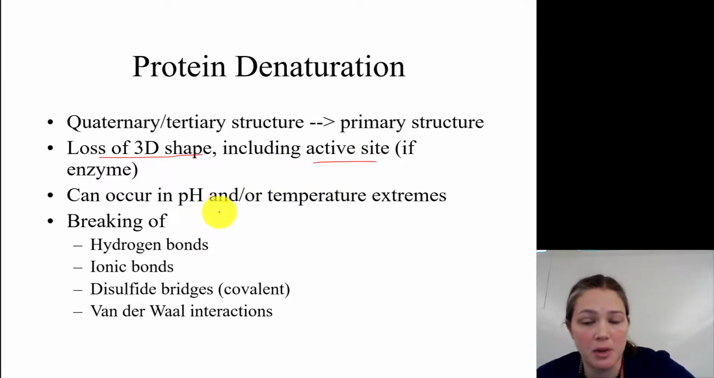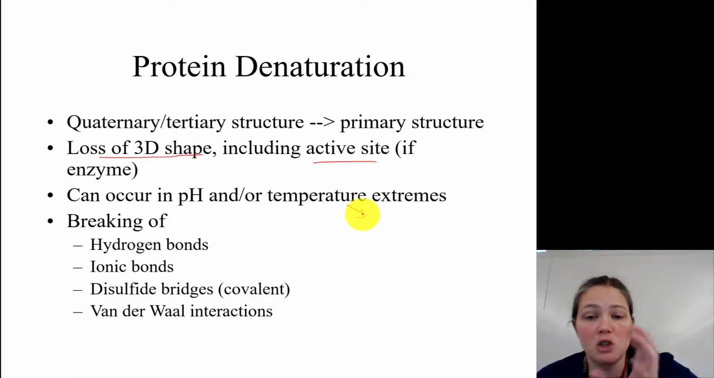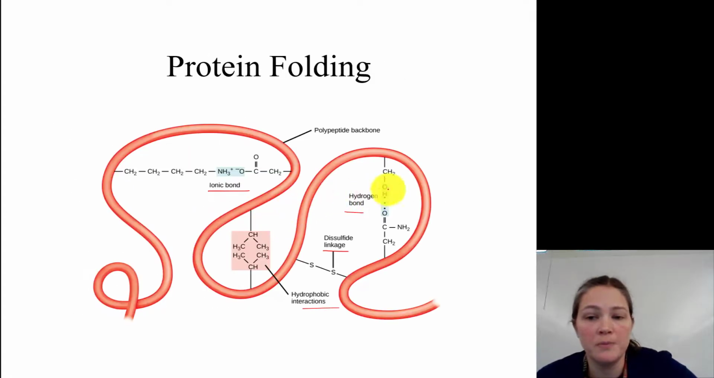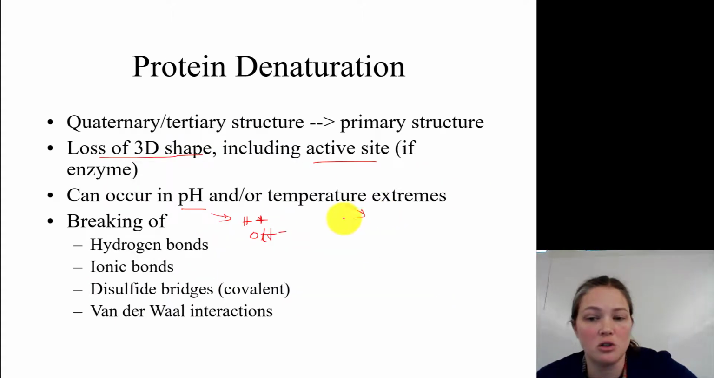This could occur because of pH, temperature extremes. Temperature extremes, basically the atoms are moving so quickly that they can't maintain those weak hydrogen bonds. pH, you're introducing hydrogen ions, OH ions, and those are going to potentially bond to these other ones. So maybe this will now hydrogen bond with something else. And so that will disrupt the connections or interactions within the protein folding.